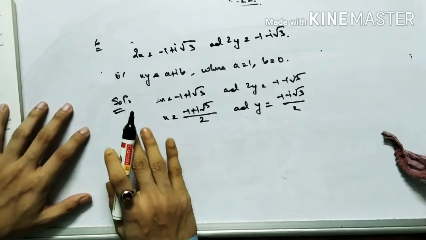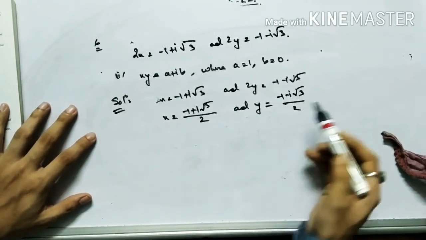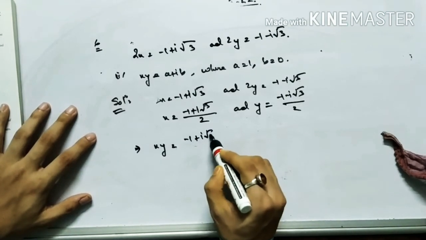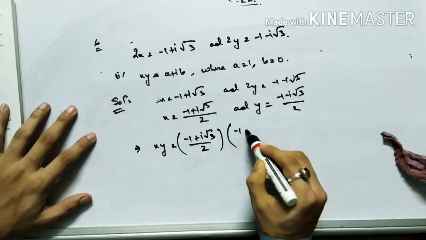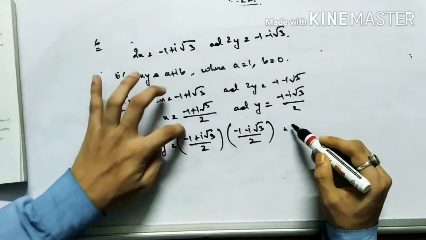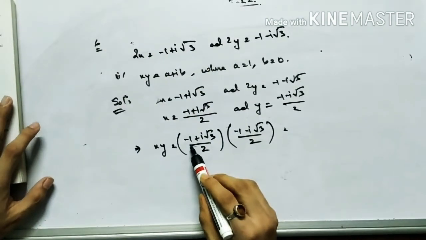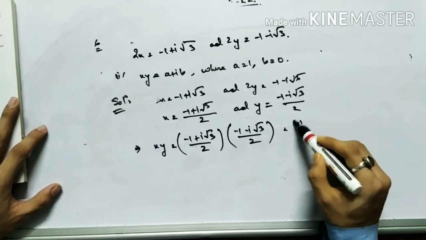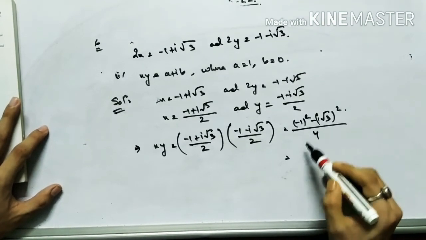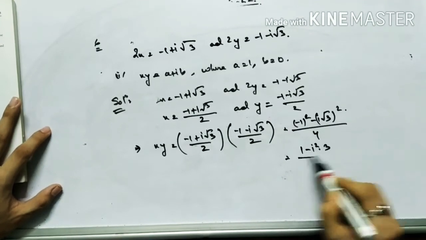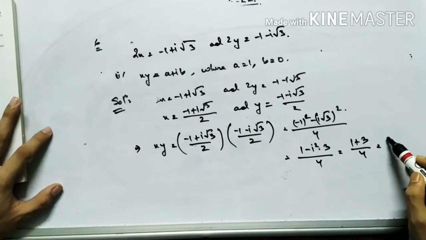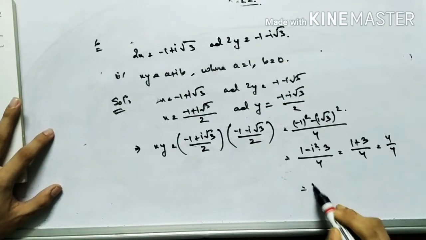You do this in the beginning only. Again and again you need not show that the x value is this and the y value is this. Now I will multiply xy: (minus 1 plus i root 3) by 2 into (minus 1 minus i root 3) by 2. This is in the form of (a plus b) into (a minus b), so it is a square minus b square. So this is minus 1 the whole square minus i root 3 the whole square by 4, which is 1 minus i square into 3 by 4, which gives 1 plus 3 by 4, which is 4 by 4, which is 1.